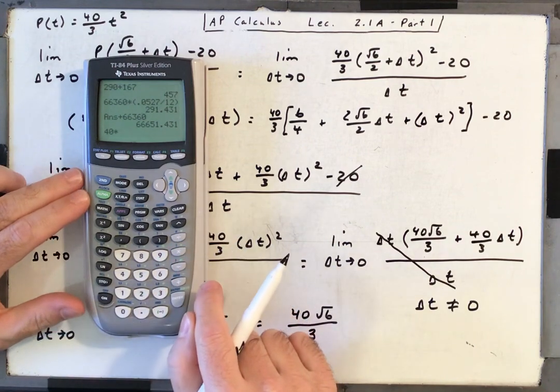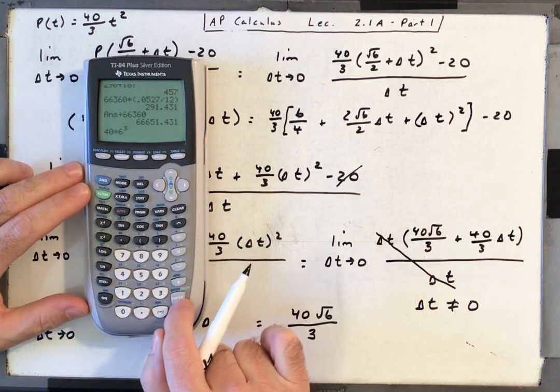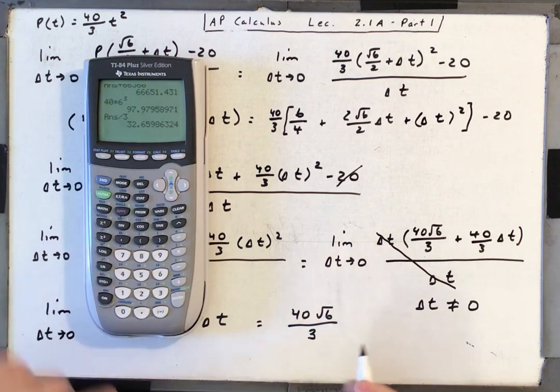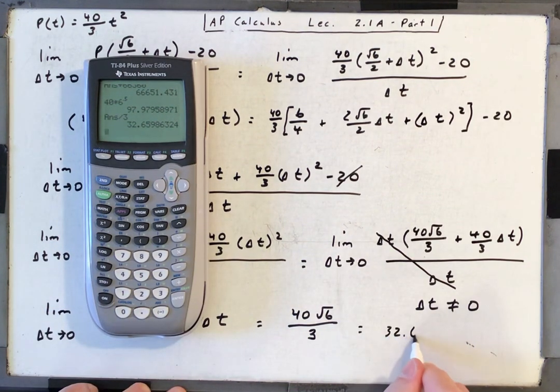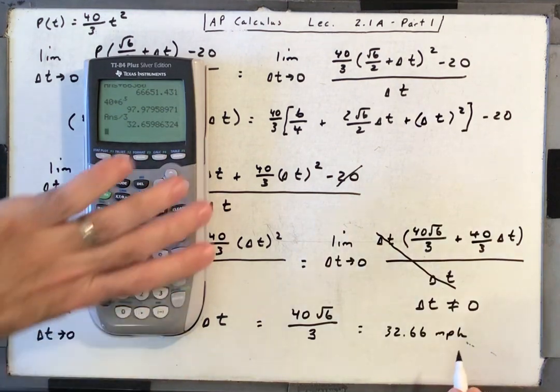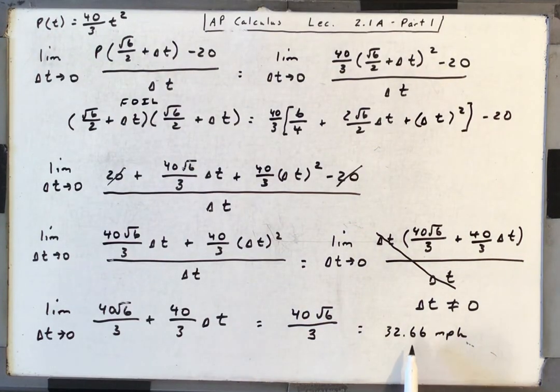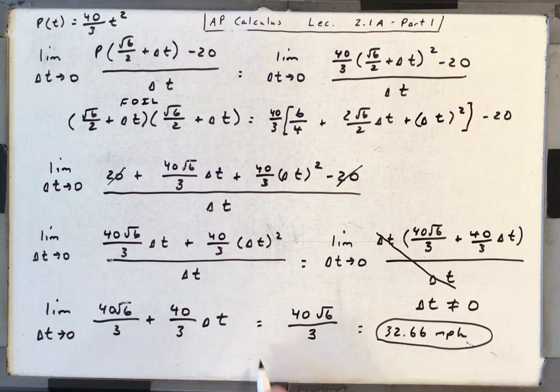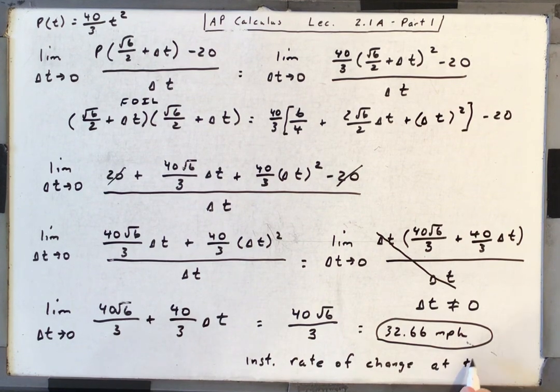40 times the square root of 6, that's 6 to the 0.5 power, divided by 3 is 32.66 miles an hour. Well, our most recent estimate was 32.73, I believe. This is the actual answer. That's the instantaneous rate of change at the sine. All right, calculus allowed us to figure that out. You can't do that with algebra.